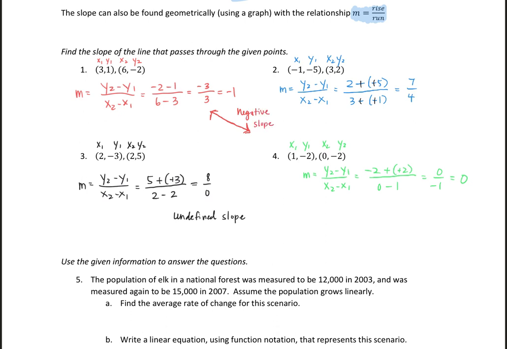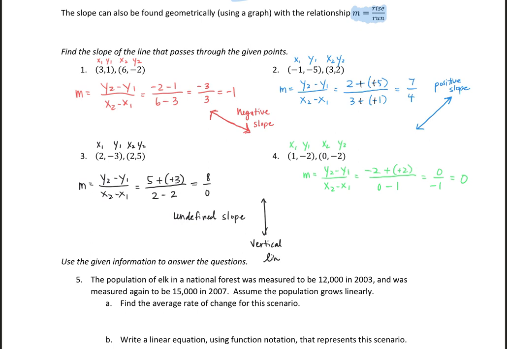On number 2, we have a slope of 7/4. It's a positive number. So if you read your graph from left to right, it will be increasing. And that's the sign of a positive slope. So since number 2, the slope is positive, the line from left to right will be going up. It will be increasing. An undefined slope goes with a vertical line.